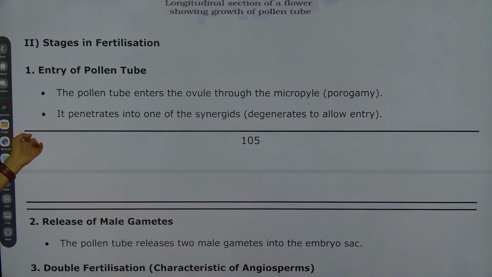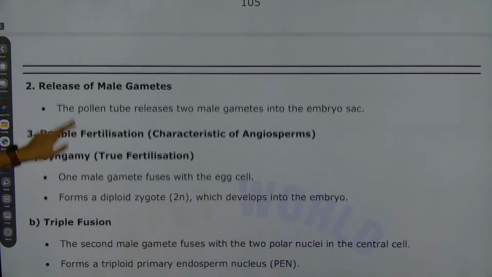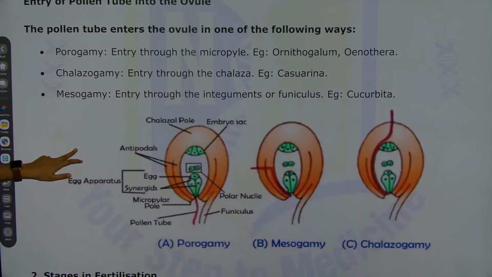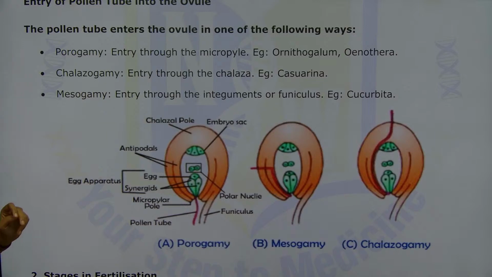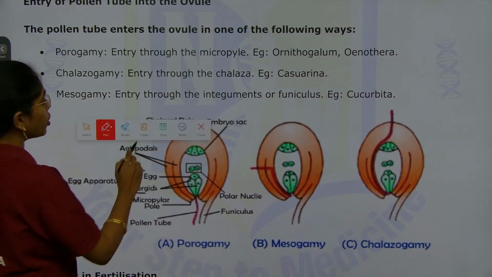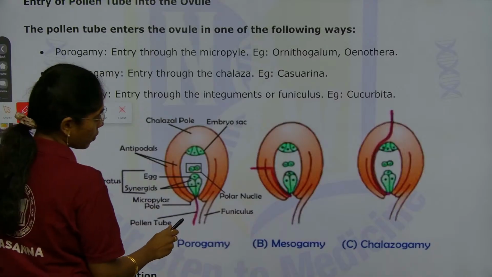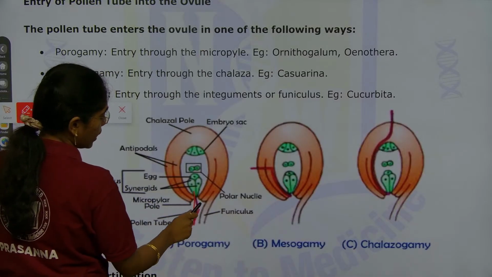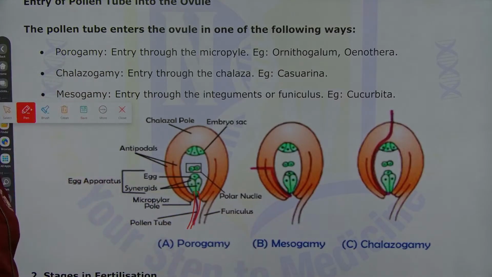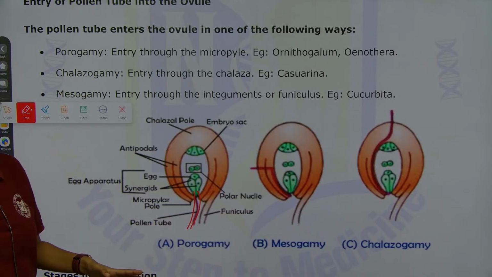First is the entry of pollen tube. Entry of pollen tube can be through 3 methods. One is called porogamy, second is mesogamy and third is chalazogamy. So entry of the pollen tube, if it is from the micropylar end like this, is called porogamy. In most of the angiosperms it is porogamy only.